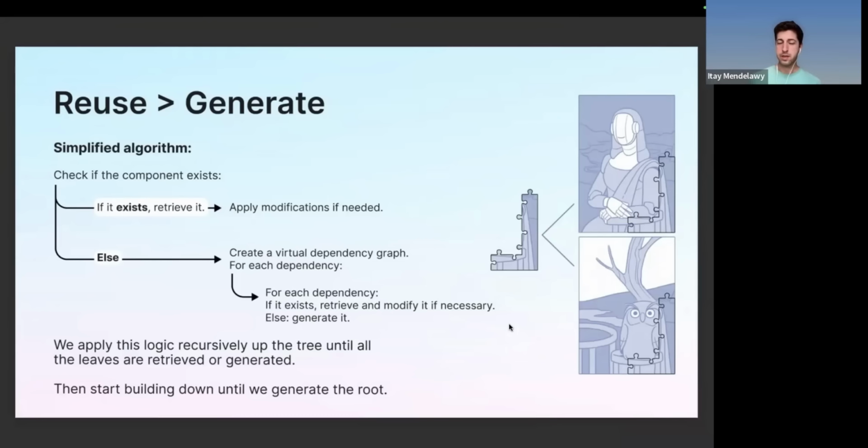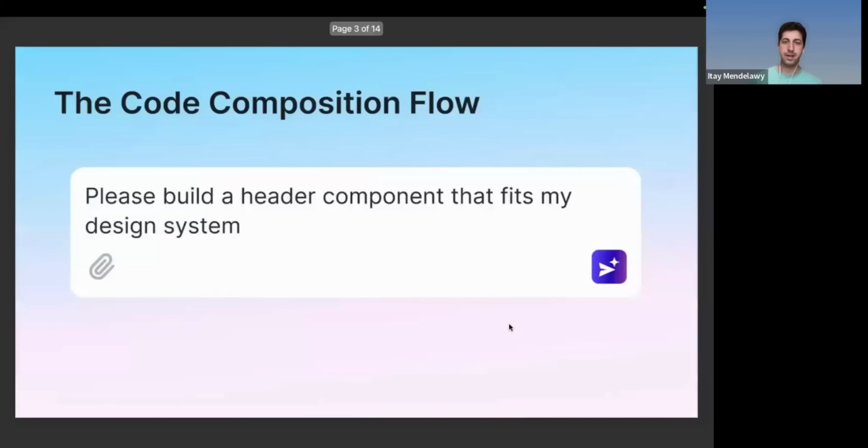So broadly speaking, Hope AI follows a fairly simple algorithm. It checks if a component exists. If it does, it retrieves it, and it can also refactor code as needed. Otherwise, Hope builds a virtual dependency graph to orchestrate the overall architecture of the solution it wants to build. And for each dependency, it looks for whether that piece of functionality exists. If it does, it fetches it and uses it as a dependency. If not, it generates it and goes through this recursive flow. Let's see it in action.